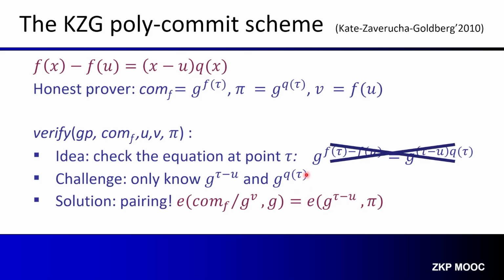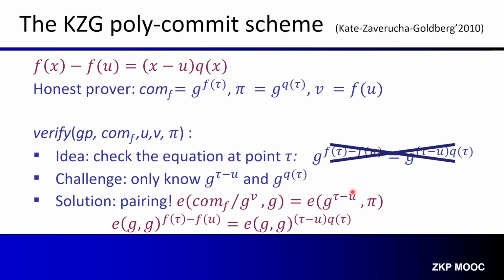Well, the solution is to use bilinear pairing. Recall that pairing gives you a way to check the product relationship in the exponent of the equation instead of computing it. So with pairing, instead of computing g to the (tau minus u) times q(tau), we are going to check the correctness of this computation. In particular, we're going to pair the commitment divided by g to the power of the evaluation v with the generator. And on the right-hand side, we check whether this is equal to the pairing of g to the tau minus u and the proof itself.